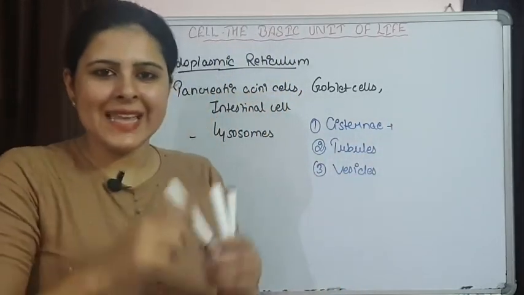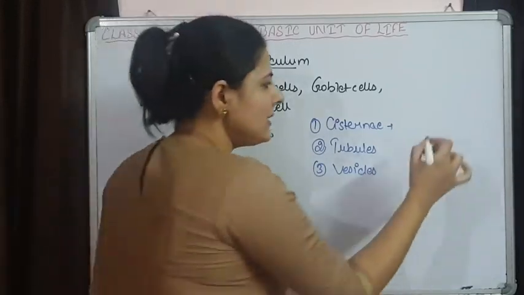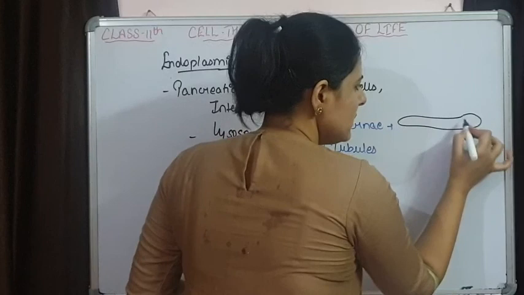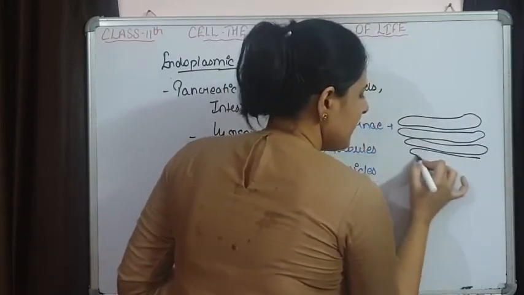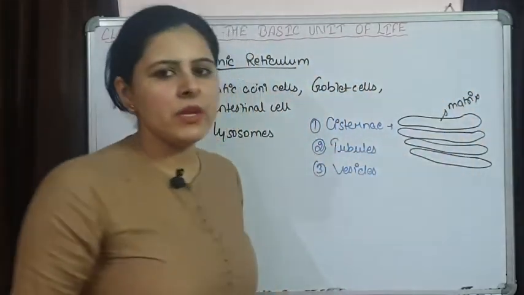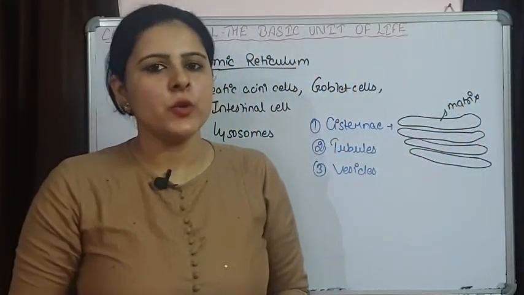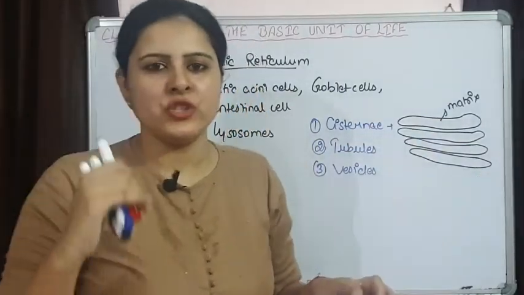Cisternae are sac-like structures which are arranged parallel to each other, and they are enclosing a matrix that is having a fluid that is different from the cytoplasmic fluid. This is how the cisternae are arranged.